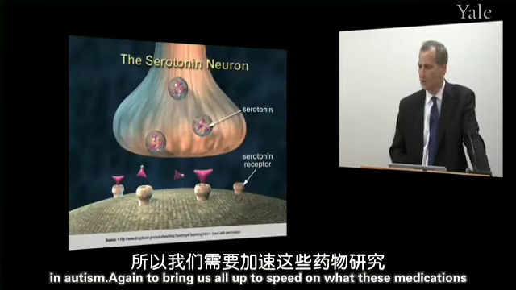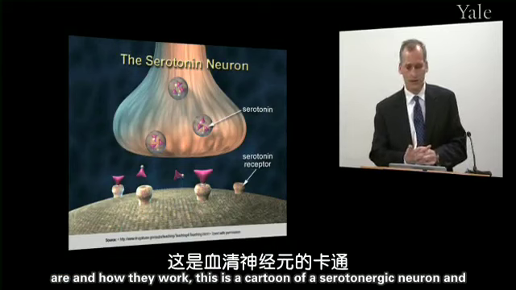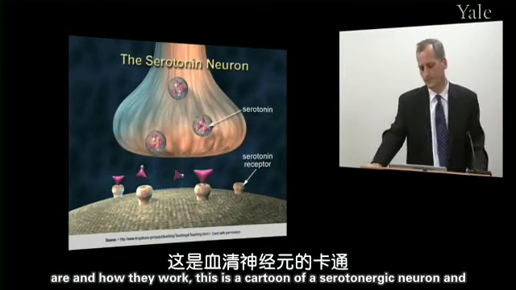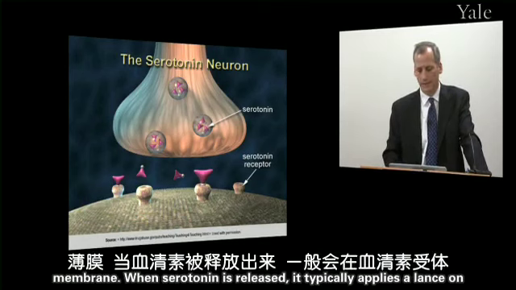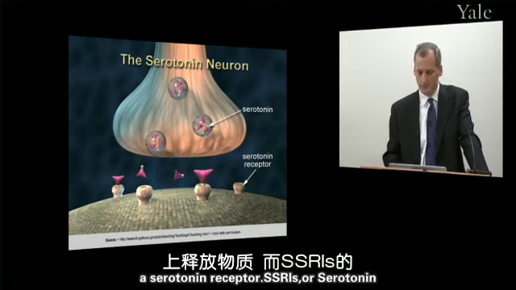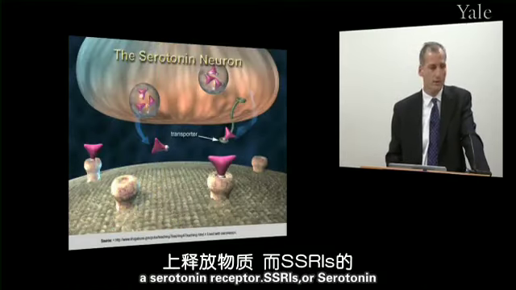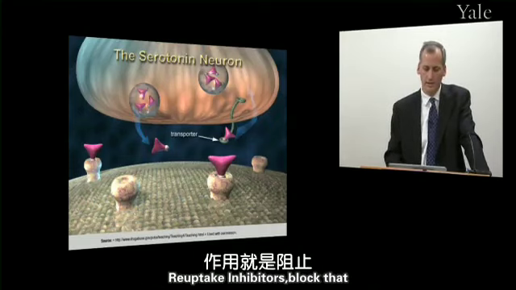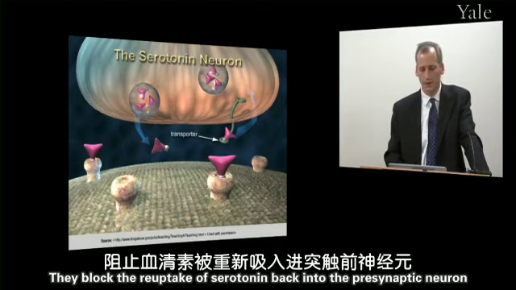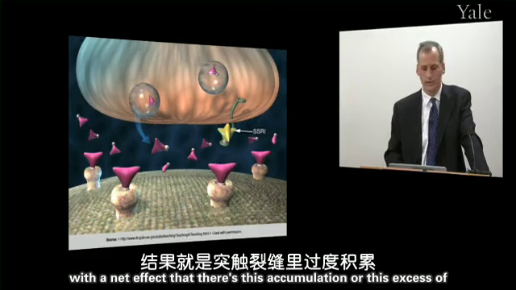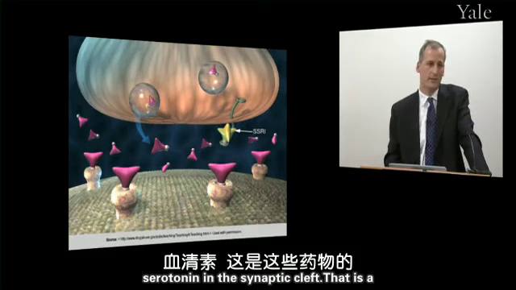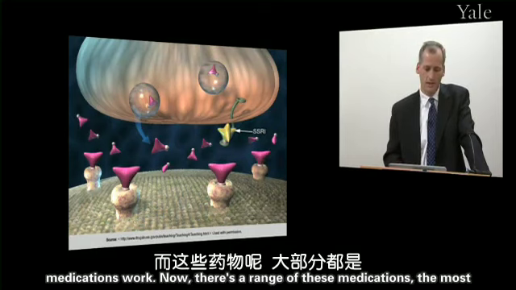autism. Again, to bring us all up to speed on what these medications are and how they work, this is a cartoon of a serotonergic neuron. And you see here the presynaptic neuron, the synaptic cleft, the postsynaptic membrane. And when serotonin is released, it typically lands on a serotonin receptor. SSRIs, or serotonin reuptake inhibitors, block that. They block the reuptake of serotonin back into the presynaptic neuron, with the net effect that there's this accumulation, or excess, of serotonin in the synaptic cleft. And that is the basic mechanism of how these medications work.